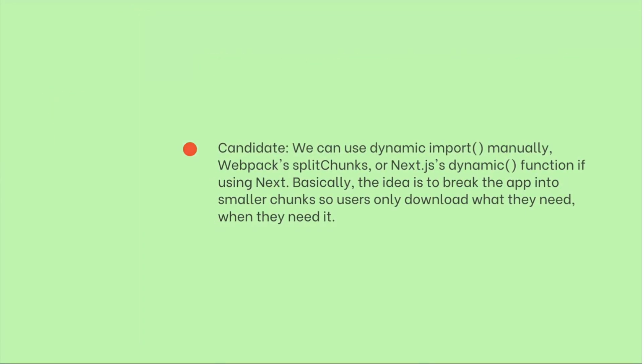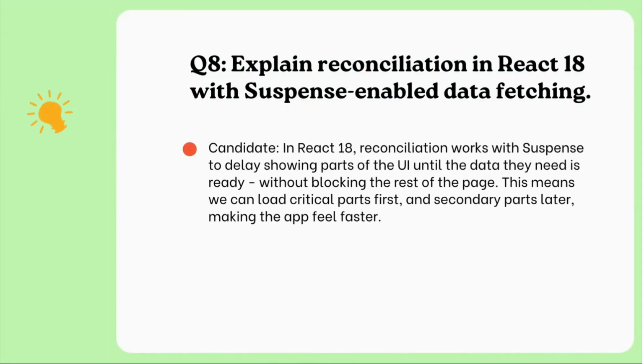Explain reconciliation in React 18 with Suspense-enabled data fetching. In React 18, reconciliation works with Suspense to delay showing parts of the UI until the data they need is ready, without blocking the rest of the page. This means we can load critical parts first and secondary parts later, making the app feel faster.